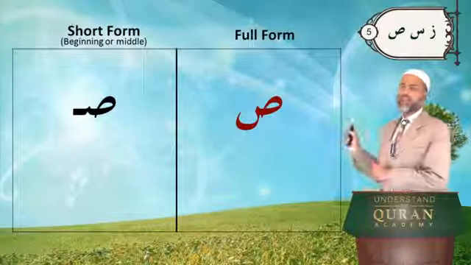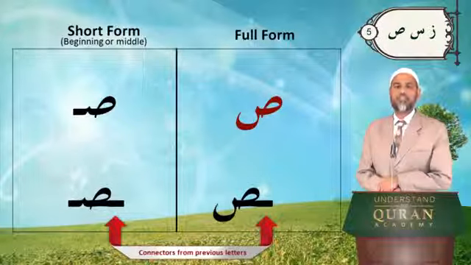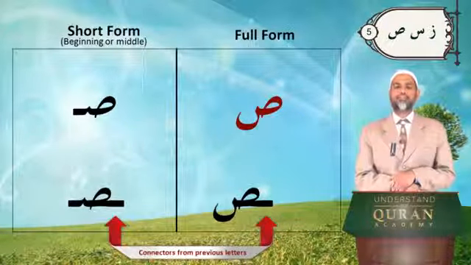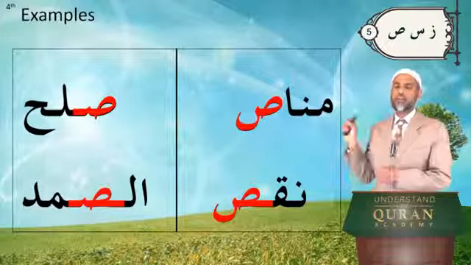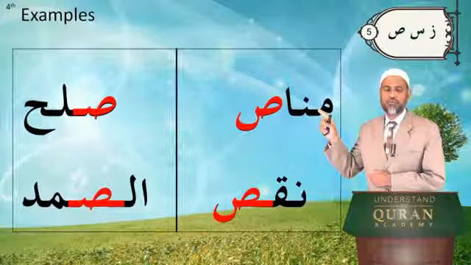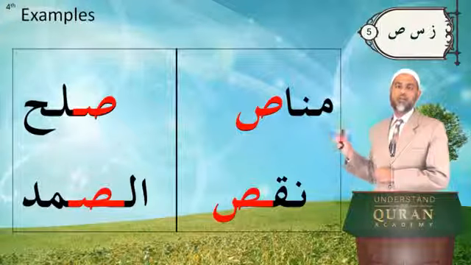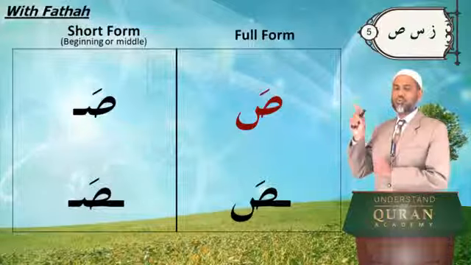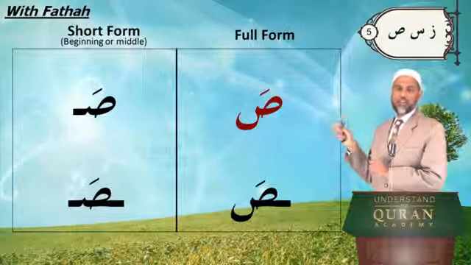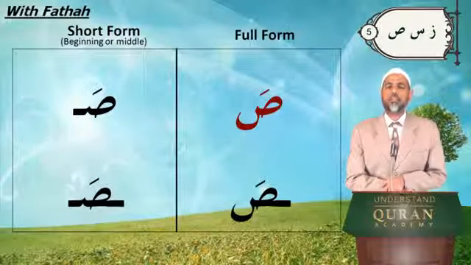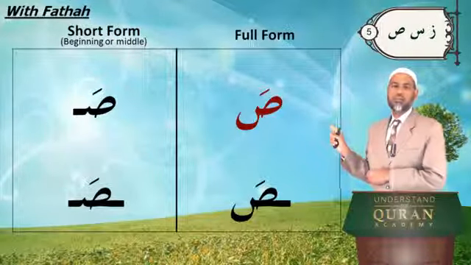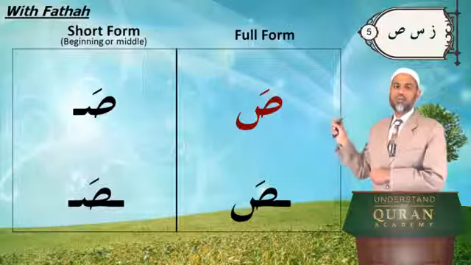And with connectors from previous letters. Connectors are always there. Here are examples of the letter Sad in different words in full form and short form with the connectors before them. Let's put the fatha stroke on the top of them and practice saying it. Sa, sa, sa, sa.